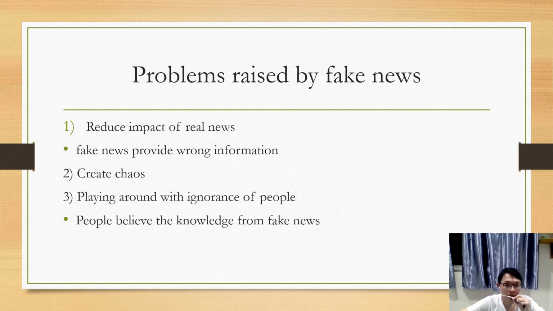And next, fake news could also play around with the ignorance of people. The knowledge from fake news is not always true, but there are still a lot of people who believe that the knowledge is true and very useful. For example, a fake news says that if you eat this fruit, you can be immune to COVID-19. But honestly, all of us know that this is impossible because even the vaccine has not yet come out. But there are still a lot of people who trust this and eat a lot of that fruit. So this is how fake news plays around with the ignorance of people.